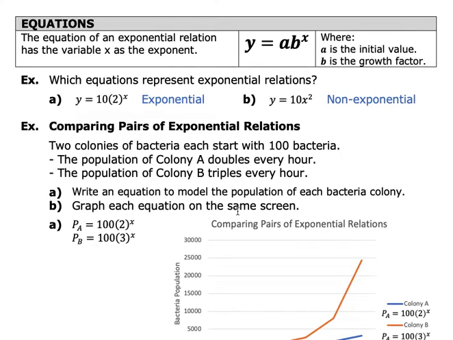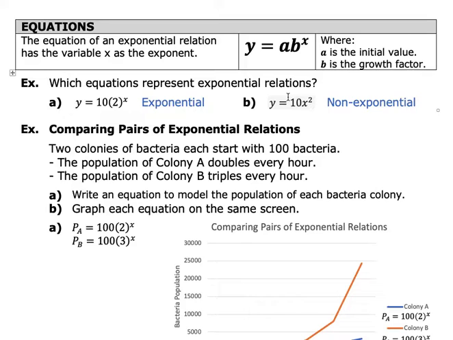The equation of an exponential relation has the variable x as the exponent. So that is the key characteristic. Remember that a and b are constants, meaning they're actually numerical values, where a is the initial value, so it can be interpreted as the y-intercept, and b is the growth factor, the rate at which it's increasing or decreasing.